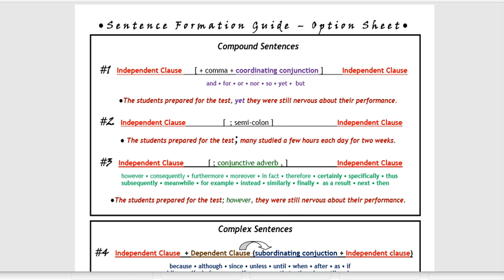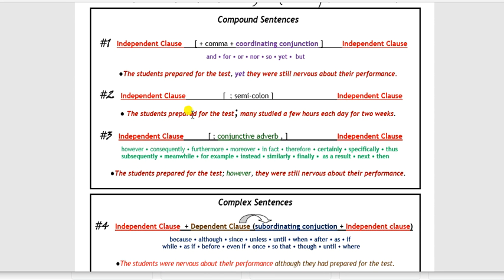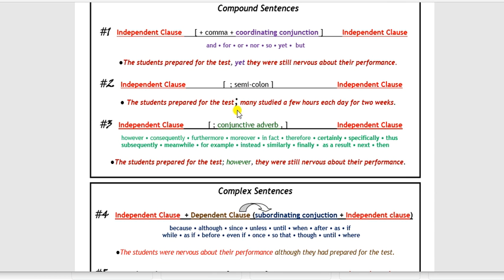Okay, let's look at the second way that you can connect these independent clauses. The students prepared for the test. Semicolon. Many studied a few hours each day for 2 weeks. Ah, the elusive semicolon. So people can be very confused about how to use these properly. I've heard English teachers in the past say, just don't use them. Don't use semicolons to their students because they're so afraid that their students are going to mess up in using them. Which is sad because semicolons are maybe my favorite type of punctuation. They're super cool. And this is one way you can use them.